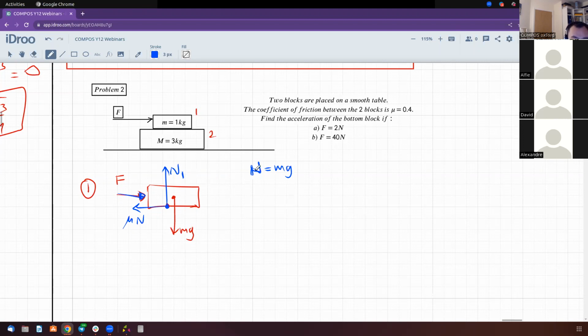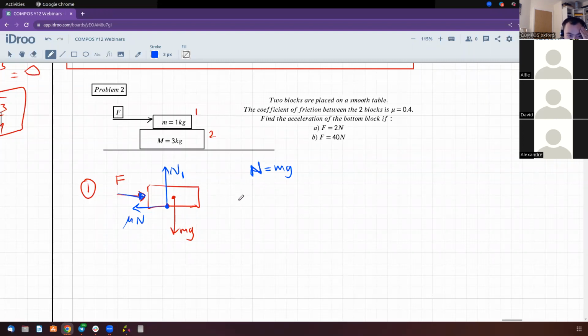So you're the top block. What do you feel? You feel there's friction. Somebody's pushing you from the back. Then your feet are on the ground, so there's friction. You can feel that. There's gravity pulling you down, and there's the normal reaction pushing you up. So those are the four forces.